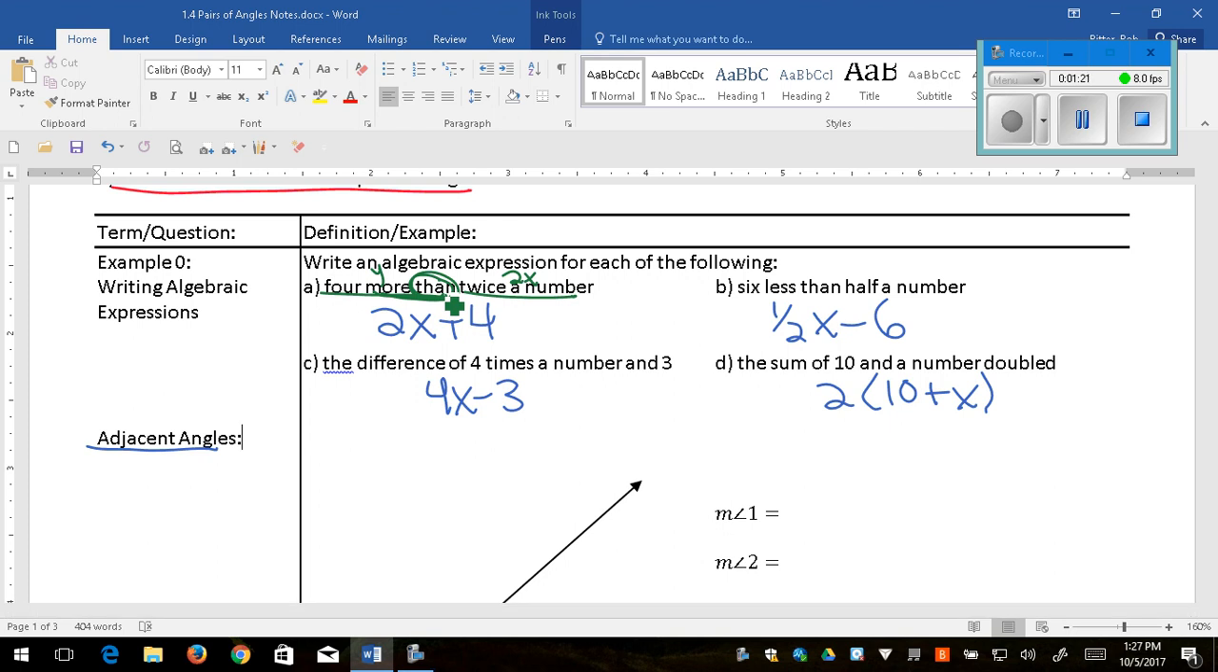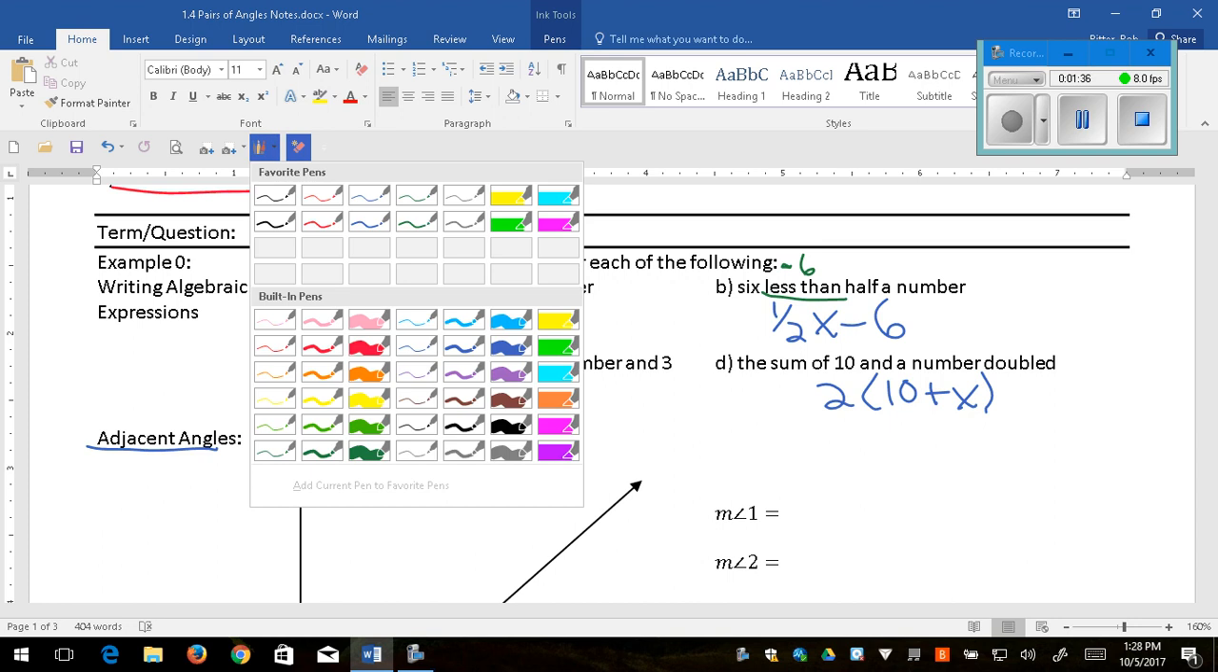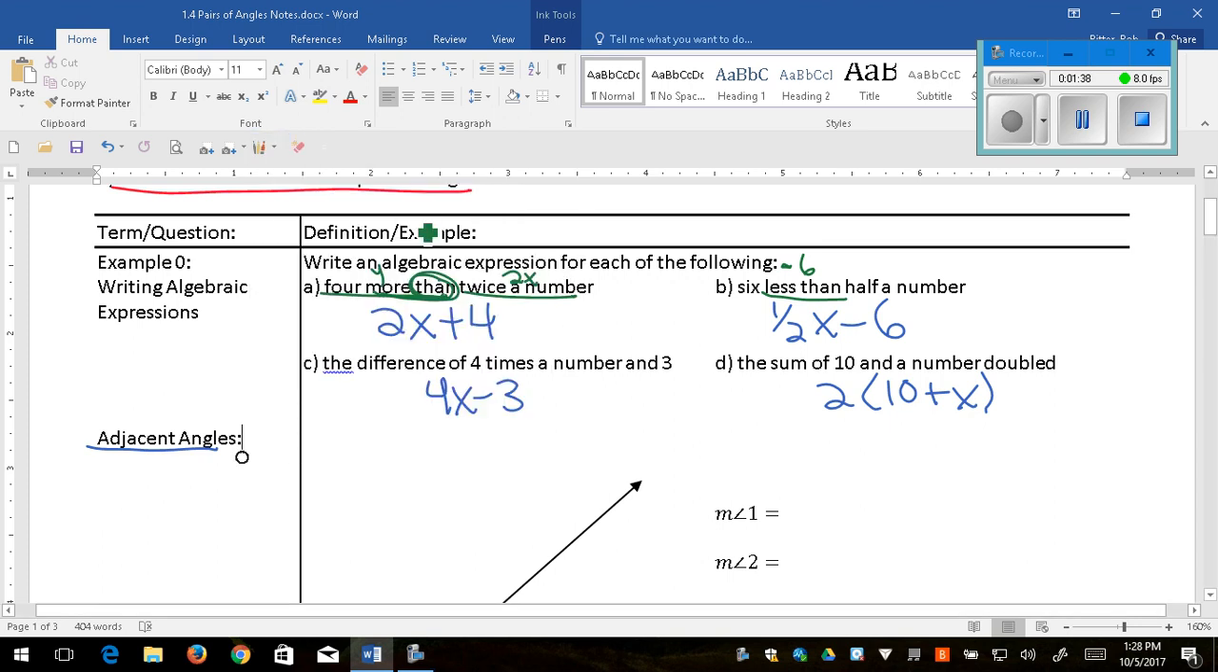For 6 less than, now this means we are subtracting 6, but it means we're subtracting 6 from something. If it just said 6 less, then it would be something minus 6. But when it is 6 less than, then we have to do the expression minus 6. Well, the expression that we're going to subtract or take 6 away from is half a number. So 1/2 times the number.